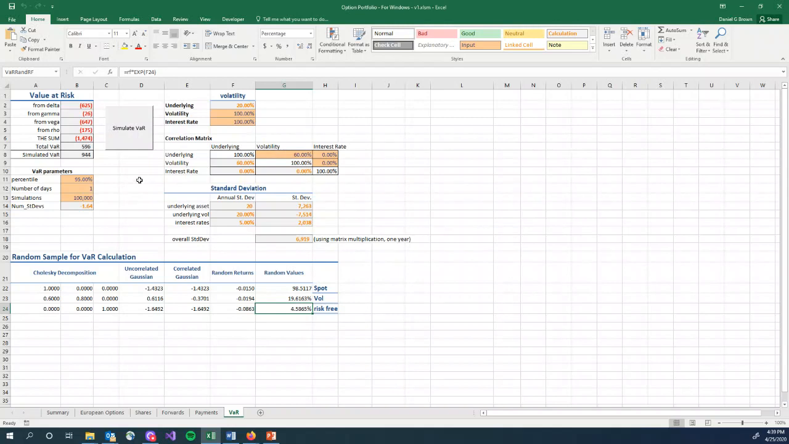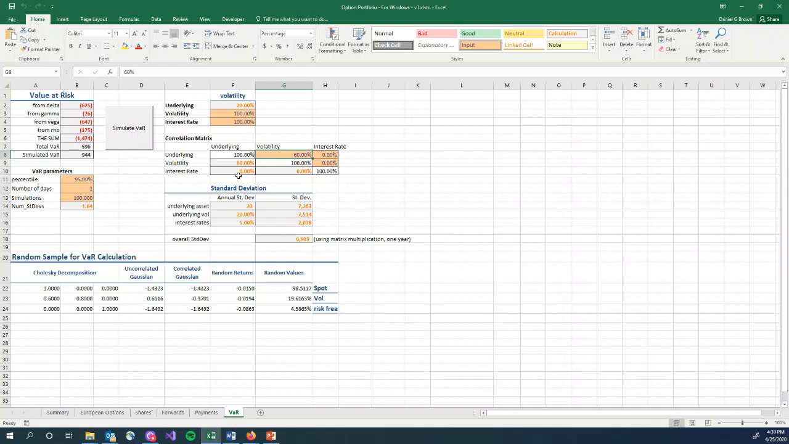So we set our number of simulations, we set our parameters, we set the market information for our simulation, we click the button, and it will simulate the value at risk. So I'm going to go ahead and run our simulation, again, making this assumption that the correlation between the underlying asset and the volatility of the underlying asset is 60%.